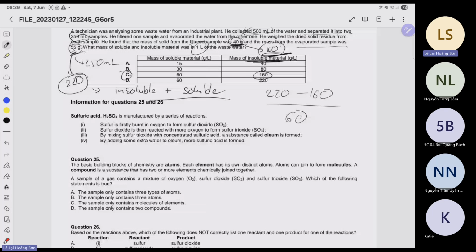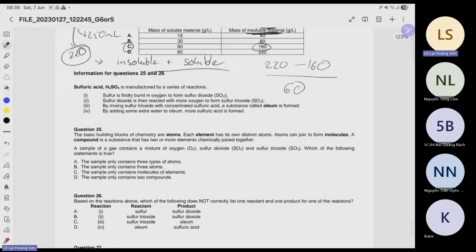The basic building blocks of chemistry are atoms. Elements join to form molecules. A compound is a substance that has two or more elements chemically joined together. Which of the following is true? The sample only contains three different types of atoms. We have oxygen and sulfur, so two different types of atoms, not three.